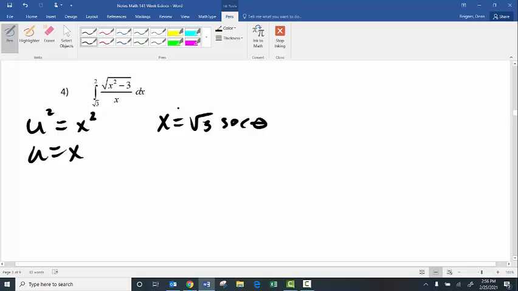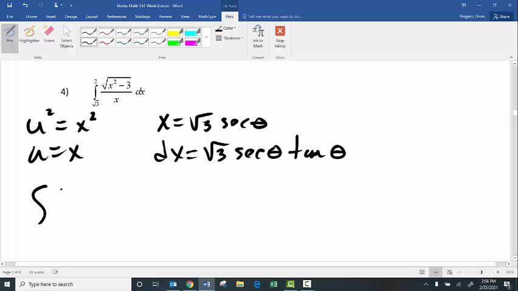So then we have to take the derivative because we need dx. So the derivative of x is dx. And then we have the derivative of root 3 secant theta is root 3 secant theta tan theta. So now we're ready to sub the stuff in. We're going to ignore the numbers.